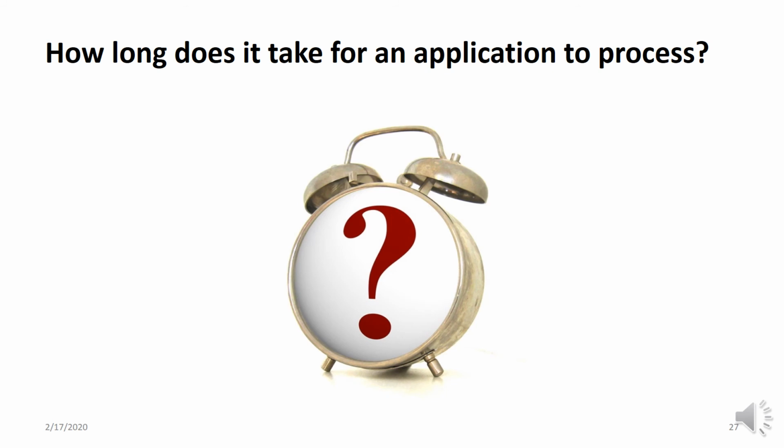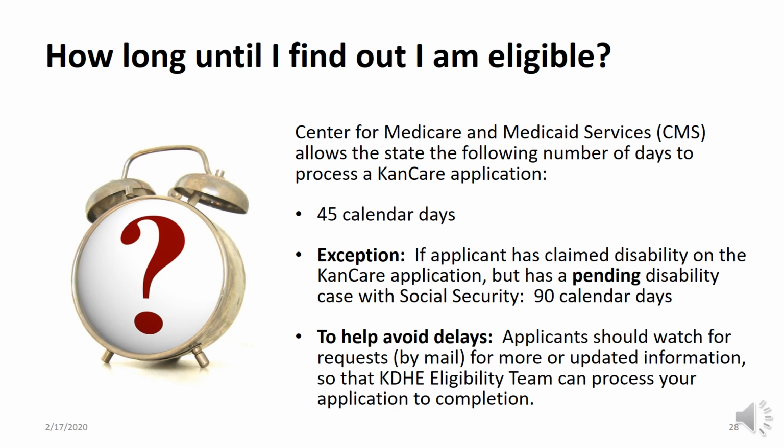How long does it take for an application to process? How long until I find out if I'm eligible once I submit my KanCare application? The Centers for Medicare and Medicaid Services, or CMS, allows the state the following number of days to process a KanCare application. They allow 45 calendar days.